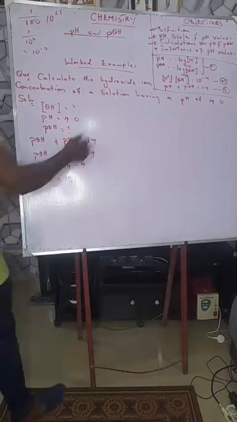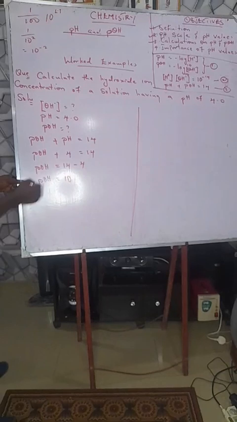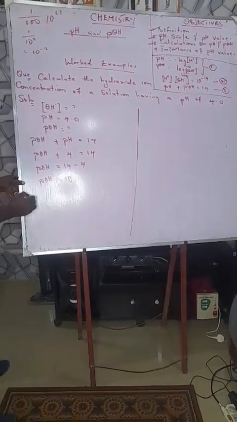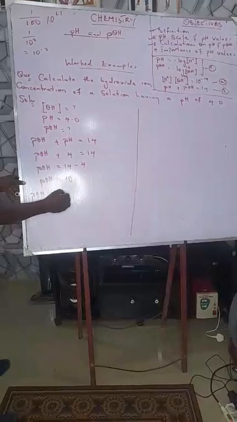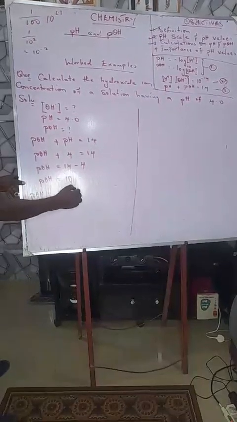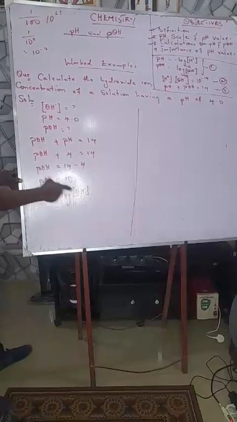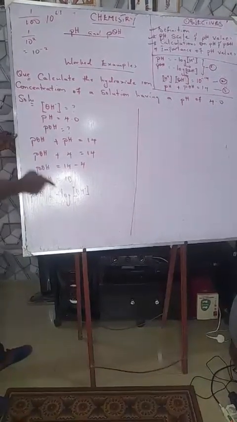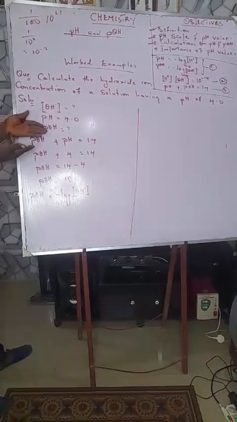So it is now so easy for us to calculate our hydroxide ion concentration. We have gotten our pOH and we want to calculate OH. You say pOH equals negative logarithm of hydroxide ion concentration. This is the one we want to calculate now. You cannot use pH equals negative logarithm of hydrogen ion concentration to calculate hydroxide. You can also use another method.